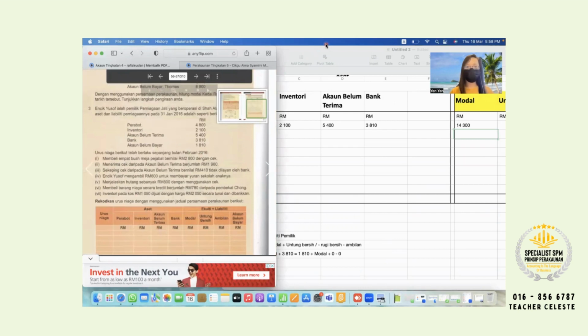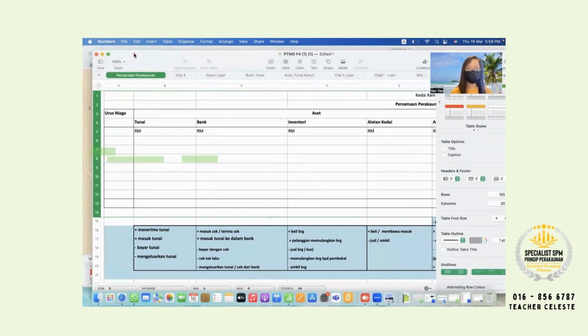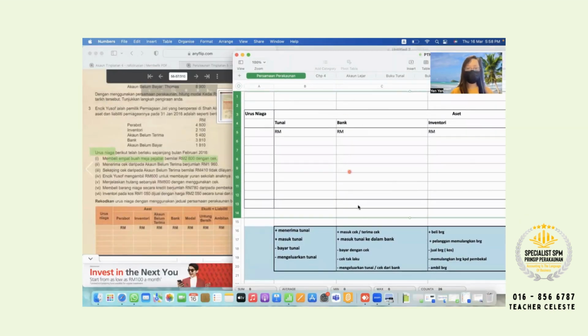Urus niaga, this one is urus niaga. Membeli 4 buah meja pejabat 2,800 dengan cek, okay? So check, then regarding the... so you see this one, check is regarding the bank. You see everything check, then bank, okay?